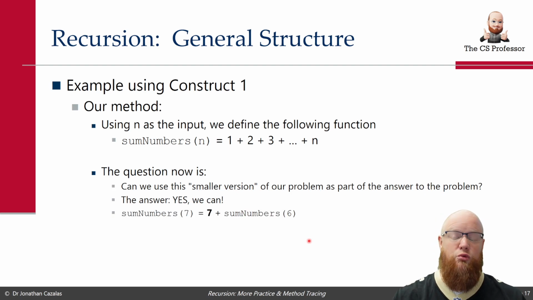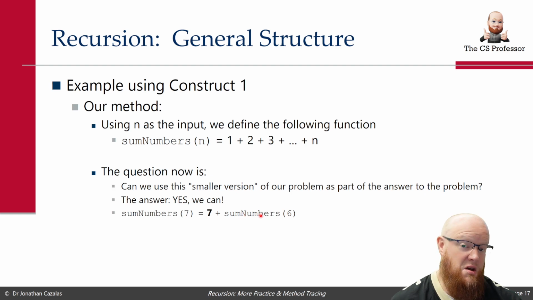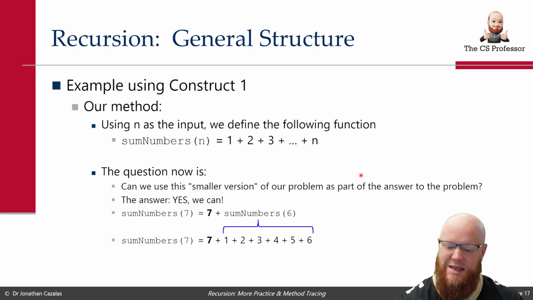Sum numbers of 7 is really 7 plus sum numbers of 6. Just plug in what sum numbers of 6 is: 1 plus 2 plus 3 plus 4 plus 5 plus 6. And here's the 7 that goes to sum numbers of 7. So here we can see that this entire mathematical equation is recursive. Why? Because to compute sum numbers of 7, we're actually writing the right side of this equation in terms of the left, but it's a smaller version. This is the idea. So we can see here, this is the check that in fact all of this, including this plus 7, is sum numbers of 7.